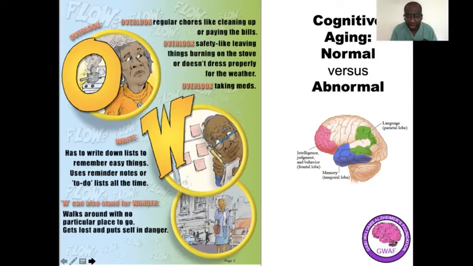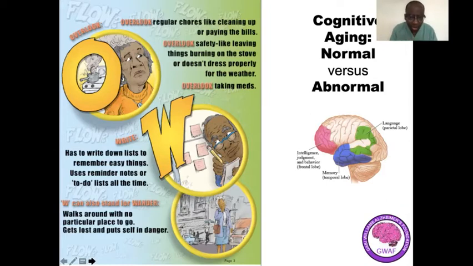W stands for write. Alzheimer's disease patients often, especially in the early stages, start writing down lists so that they can remember things easily, or they might be using reminder notes and to-do lists so that they don't forget to do things. We see this more among Alzheimer's patients who are literate. This won't occur in patients who are illiterate, but this is one of the things we see in our literate patients.